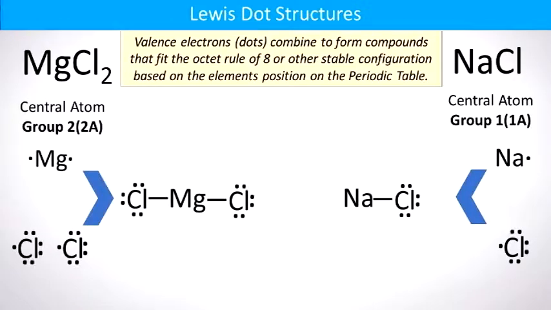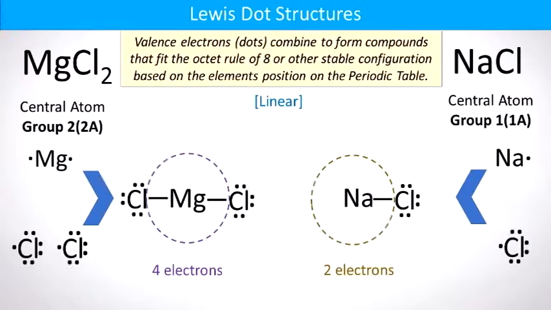To finish this, let's consider group 2 and group 1. In this case, we use examples of magnesium. We have magnesium and the 2 chlorines coming together to form magnesium chloride, and then we have sodium coming together with chlorine to form sodium chloride.